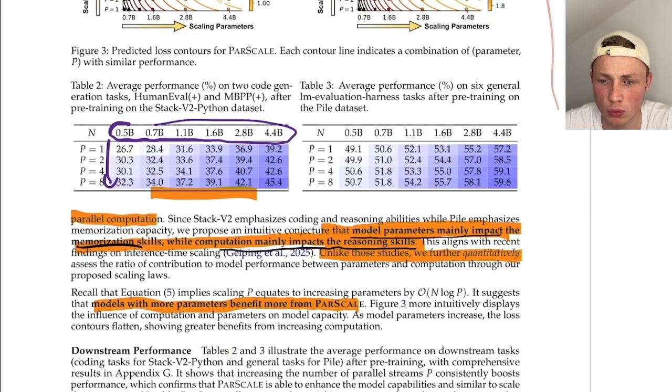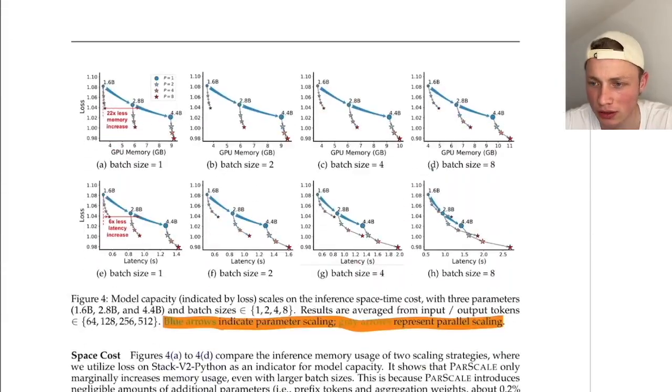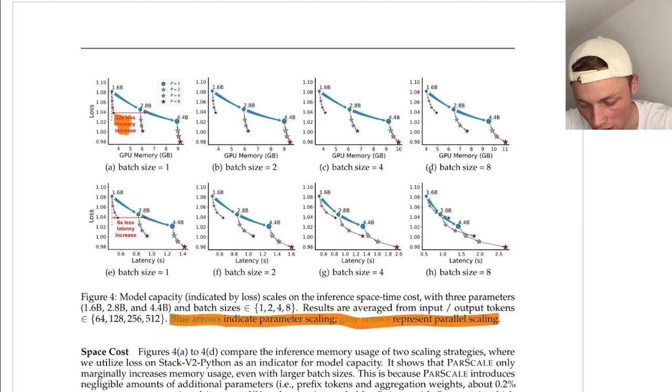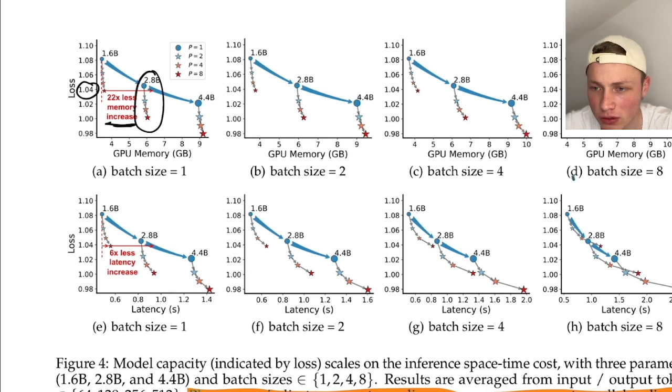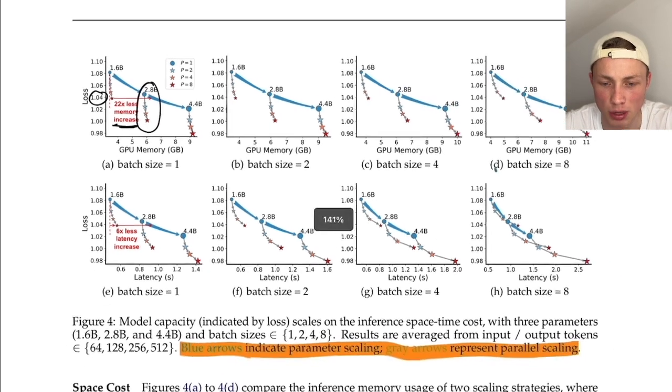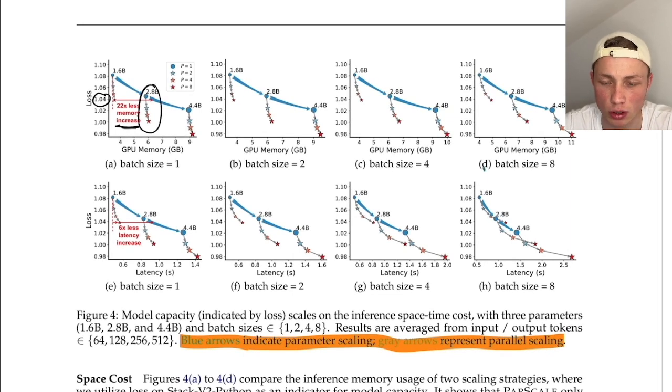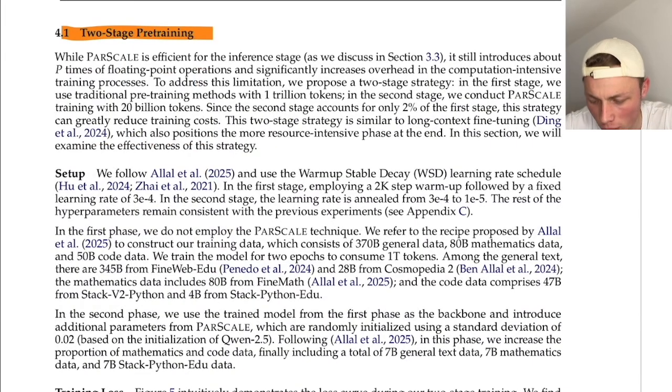I really like the results here, and one more cool thing is that the parallel scaling uses 20 times less memory than the parameter scaling for the same loss. Okay, so if we look here, we can achieve a 1.04 loss with 20 times less memory, because the blue line corresponds to the parameter scaling and the gray to the parallel scaling. In part 4.1, they are saying that two-stage pre-training can work.